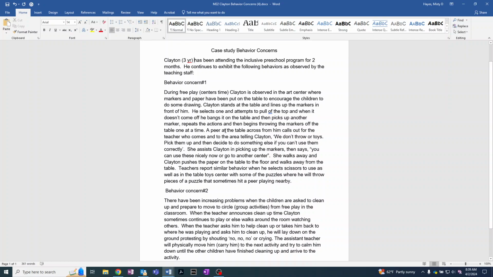Okay, so the first behavior concern is that during free play or centers time, Clayton is observed in the art center where markers and paper have been on the table to encourage the children to do some drawing.